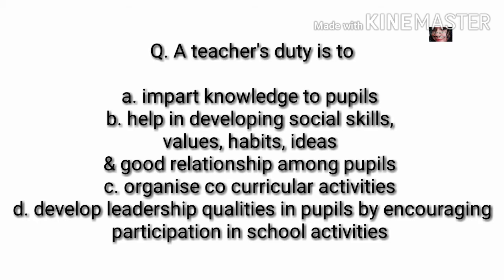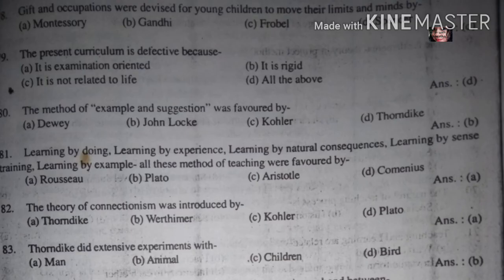Next question. Gift and occupation were devised for young children to move their limbs and minds by. Options are: Montessori, Gandhi, Froebel, Spencer, and the correct option is C, Froebel.